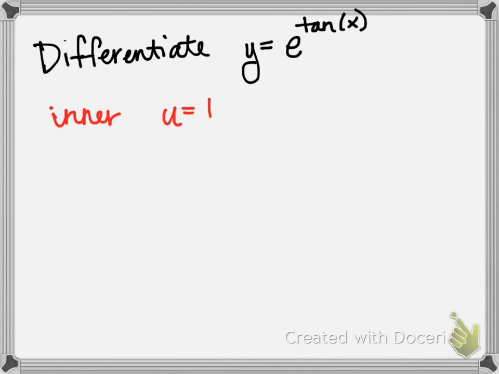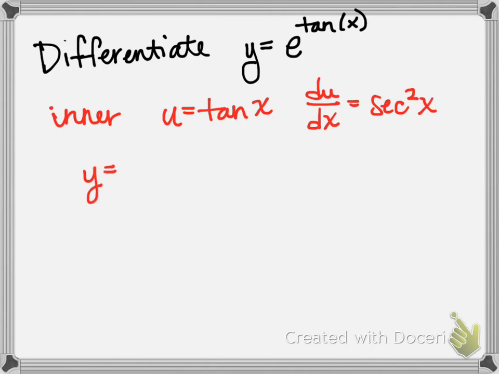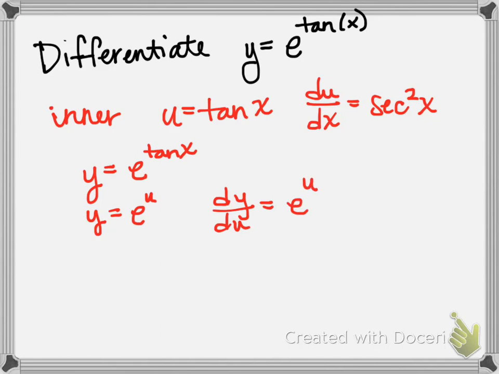So our inner function is tangent of x, and du/dx in this case is secant squared x. And y equals e to the tangent of x, that's our original function. We're trying to figure out our outer function, so we get y equals e to the u. And we need to compute dy/du, which is e to the u. The derivative of e to the u with respect to u is e to the u.